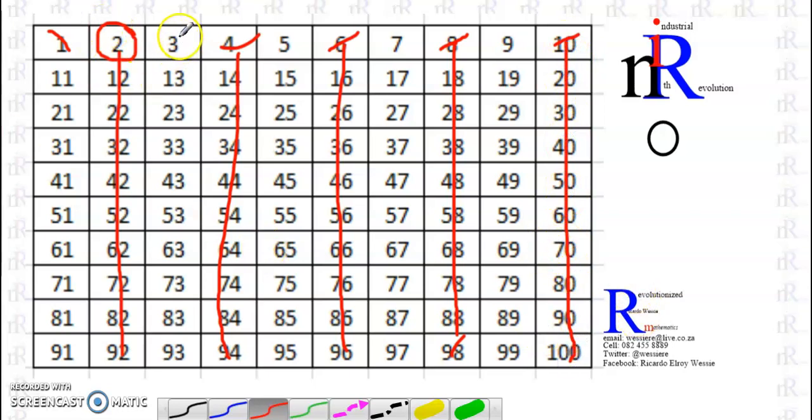The next number that was not eliminated is 3. So we eliminate all the multiples of 3: 3, 6, 9, 12, 15, 18, 21, 24, 27, 30, 33, 36, 39, 42, 45, 48, 51. So everything that 3 can divide into.